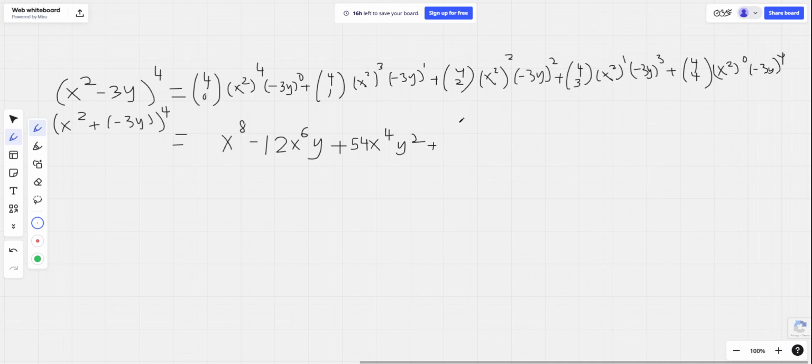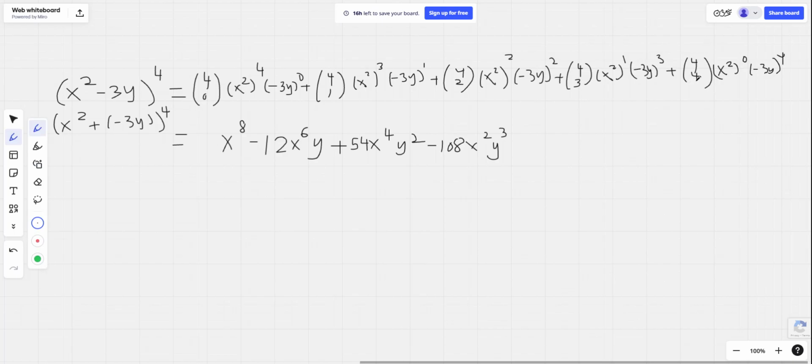Let's look at the next term. Let's use the explicit formula. 4 times 3 times 2 over 3 times 2 times 1 just gives 4. So let's put a 4 here, and x squared to the first is x squared. Negative 3y, the whole thing cubed, is negative 3 cubed, which is negative 27, and y cubed is just y cubed. So let's absorb that into the coefficient again. 4 times negative 27 is negative 108.